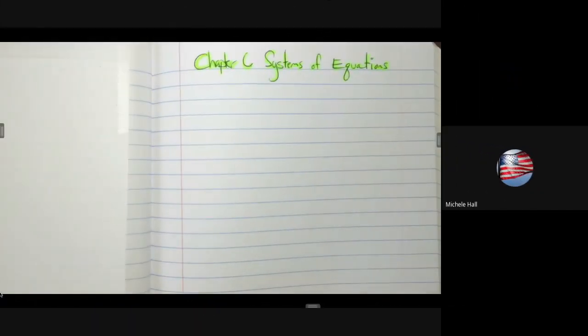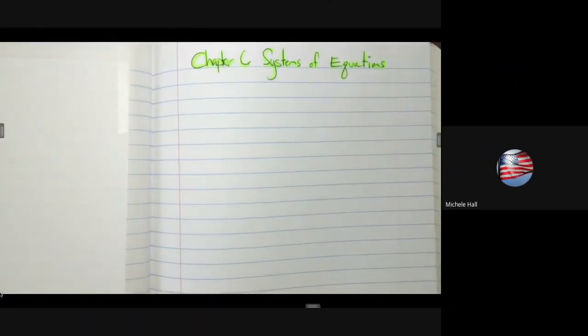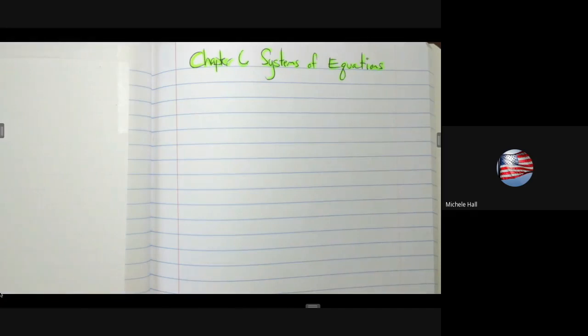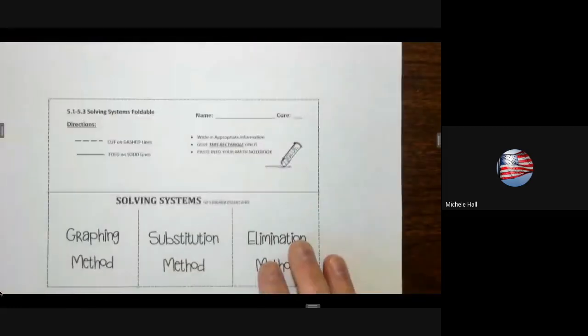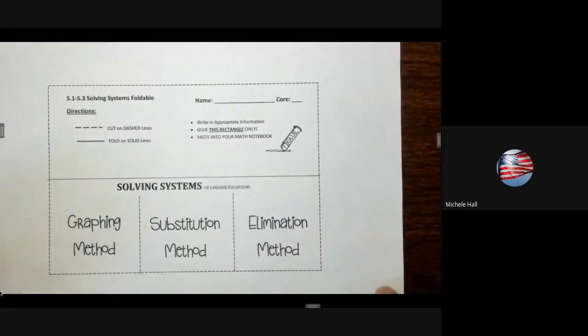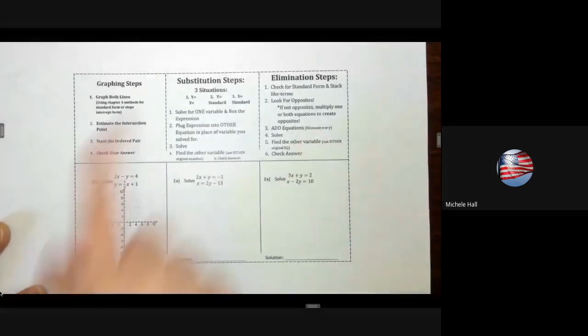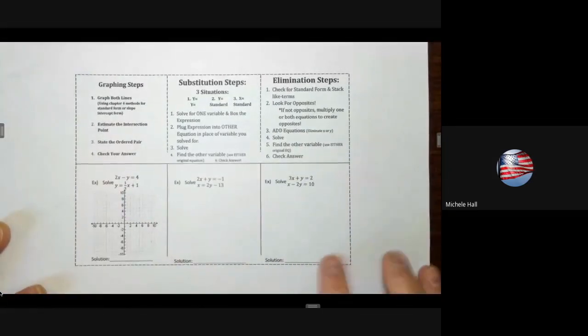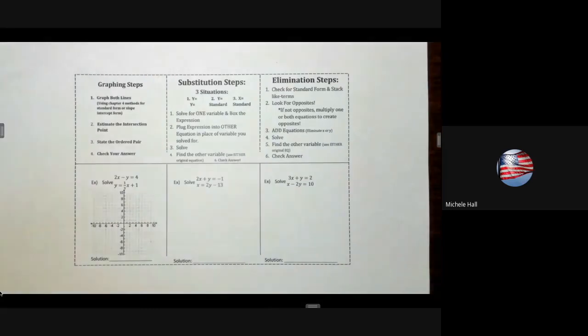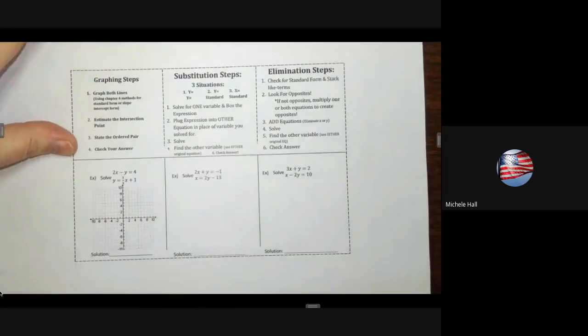Chapter 6, Systems of Equations. One more chapter on linear functions. You have a foldable to cut out. Make sure you cut out the side that has the directions so that you don't cut off any of the directions. These two-sided foldables are not exact. So make sure you're looking at this side when you cut it out.